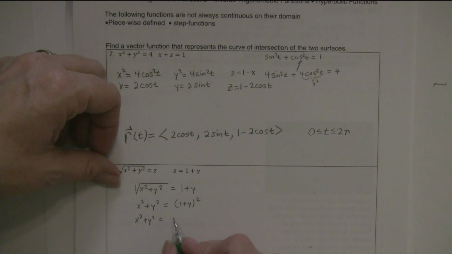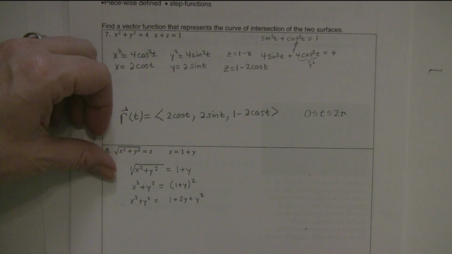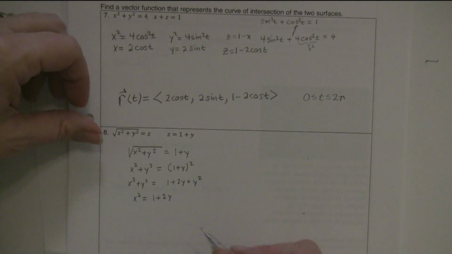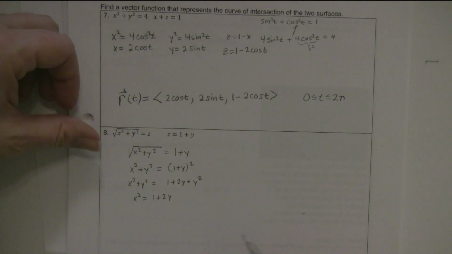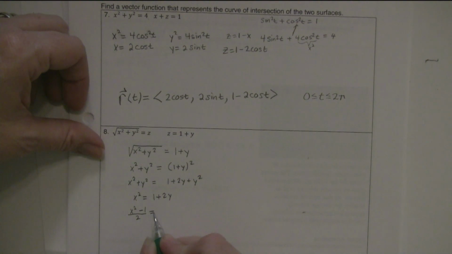If I FOIL that out, I get 1 plus 2y plus y squared. And then do you guys notice that the y squareds go away? And now I'm going to have a foothold because now I have one of the variables in terms of the other. So I can easily solve this equation for y. And so this would be x squared minus 1 over 2 equals y.